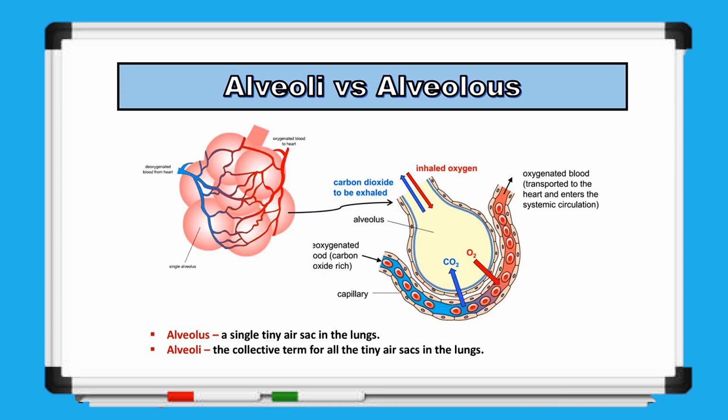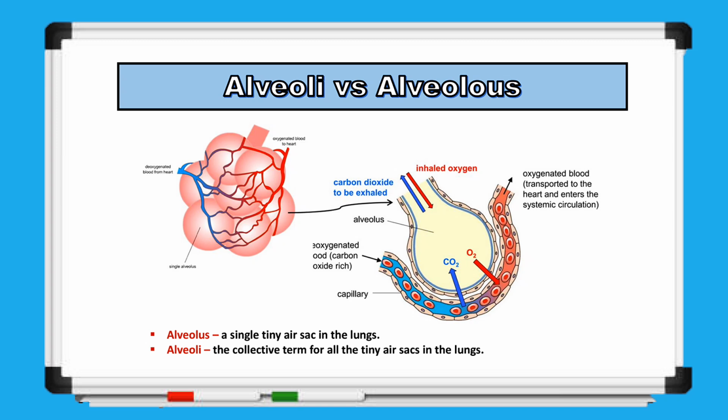Alright, but first, before diving deeper into the role and characteristics of the alveoli, let's take a moment to understand the difference between an alveolus and alveoli, because these two terms are closely related but not exactly the same. So, what's the difference? Well, alveolus refers to a single tiny air sac in the lungs, whereas alveoli is the plural form, meaning all of the tiny air sacs collectively found in both lungs. In other words, one alveolus, many alveoli.